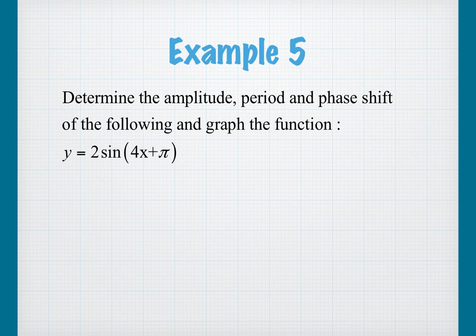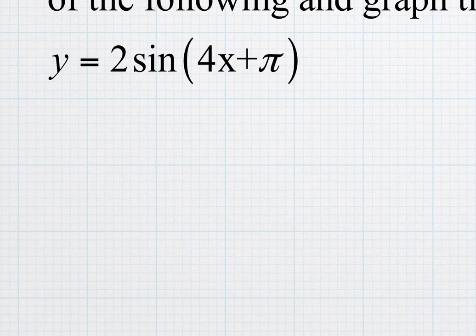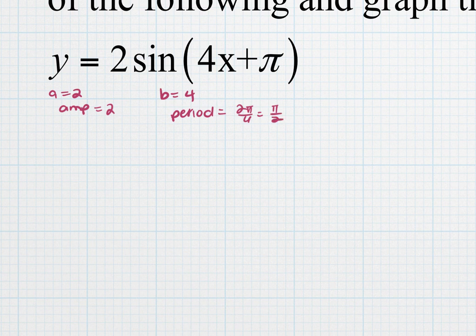All right, so example 5. Determine the amplitude, the period, and the phase shift of the following, and then graph it. So start with what we know. A is what? 2, and my amplitude is 2. B is 4. So the period is 2 pi over 4, or pi over 2.